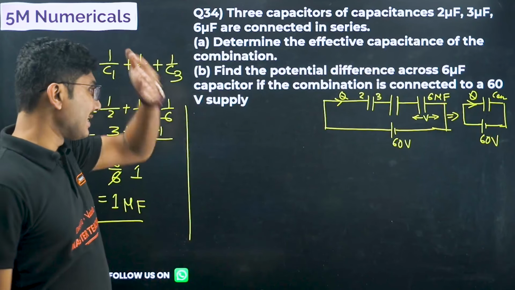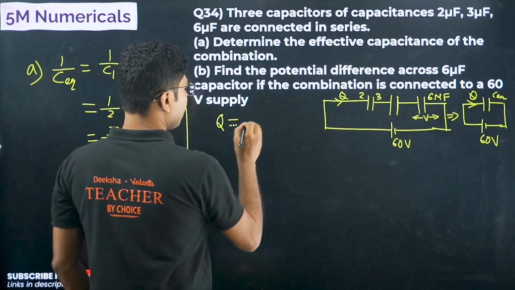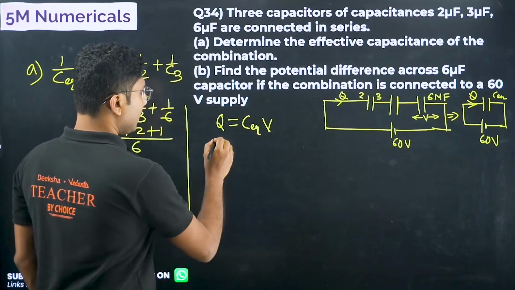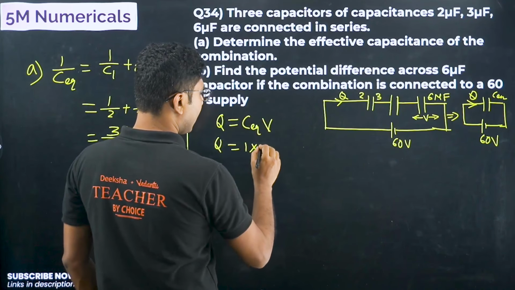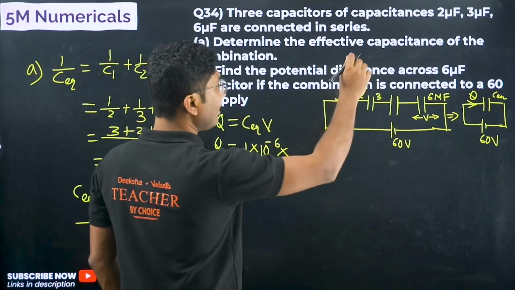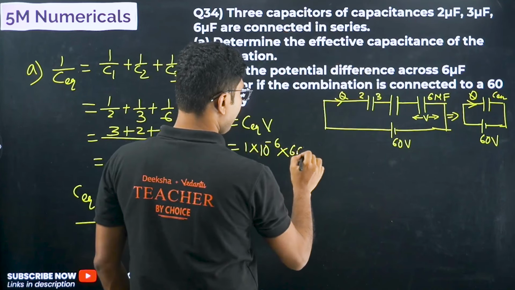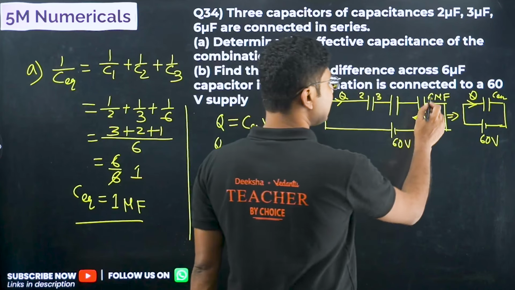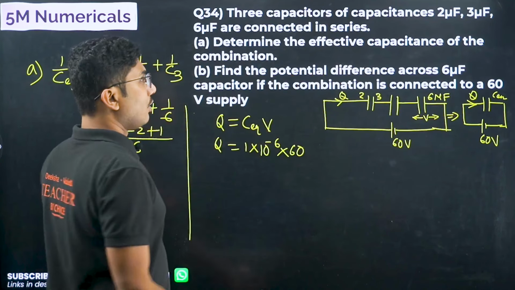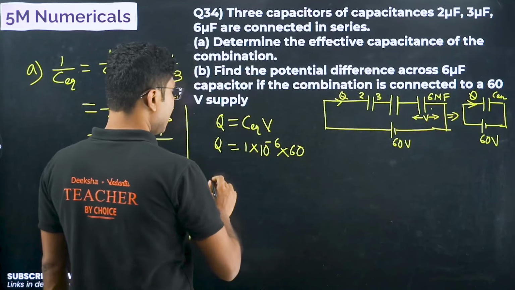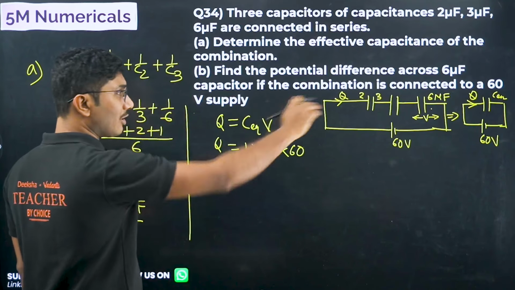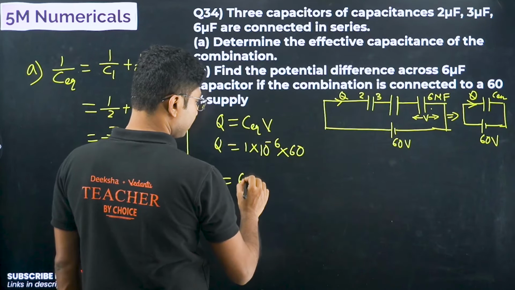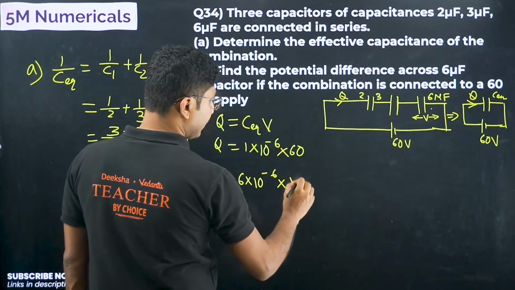Now what is that charge? Q should be equal to C equivalent into the voltage that you have applied, and Q is given by 1 microfarad, that is 1 into 10 to the power of minus 6, and voltage is 60. So this is the charge that is flowing through each of the capacitors. Now if the voltage across this 6 microfarad is V, then the charge of this capacitor will again be Q, because it is a series combination, and that is given by 6 microfarad into the potential across this.